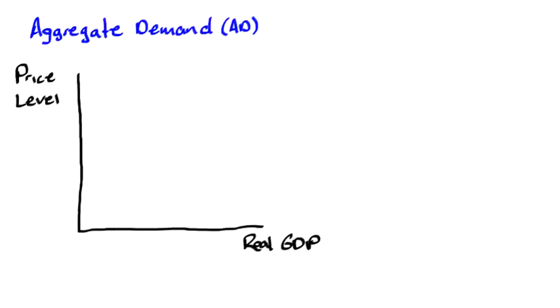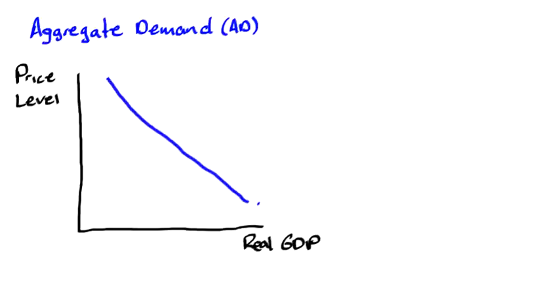Aggregate demand. So aggregate demand is a curve that shows the inverse relationship between the price level in an economy and the amount of goods and services that consumers, government, business, and the rest of the world will buy in an economy. So in other words, it's a relationship between the price level and GDP of what people will buy. It's an inverse relationship, so that means it's a downward sloping curve.